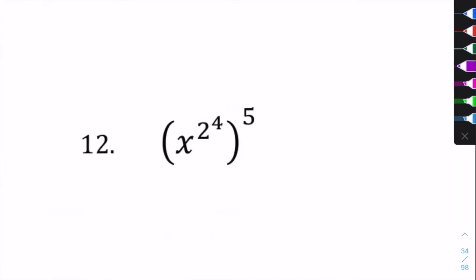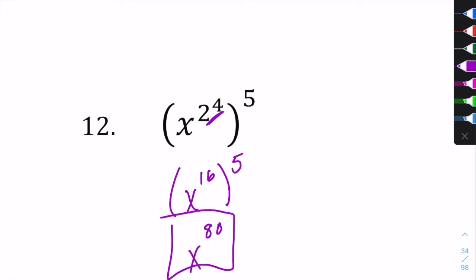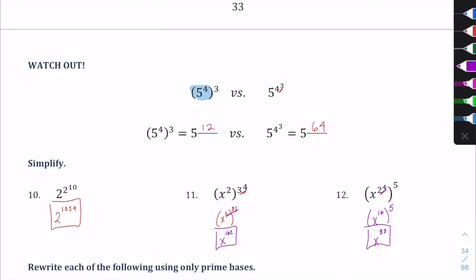Lots of fun. All right, here we have another example. Here, the opportunity to do something is first with this 2 to the 4th power. 2 to the 4th power is 16, so we have x to the 16th. And that is still raised to the 5th. Now, these exponents are across that parentheses, so now we're going to multiply those together. 5 times 16 is 80, so we have x to the 80th power. Wonderful. Okay, let's look at some additional examples.